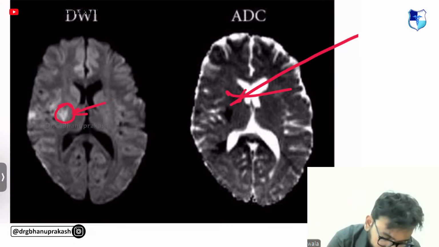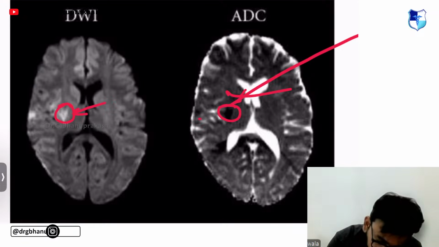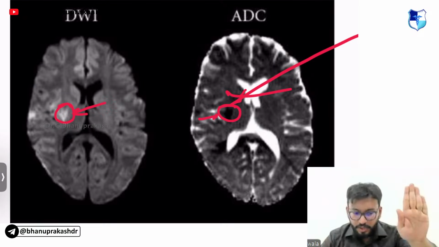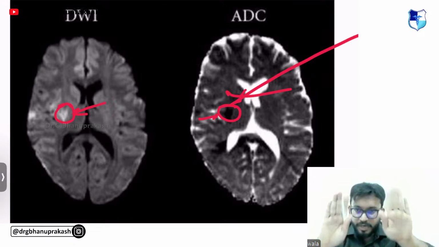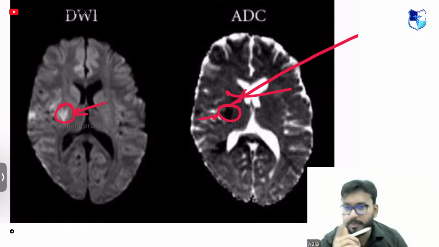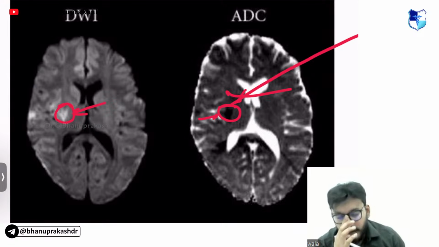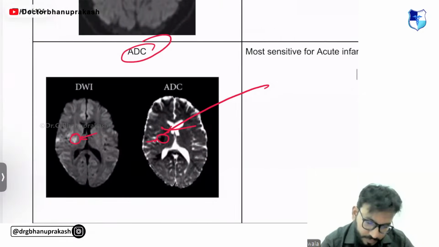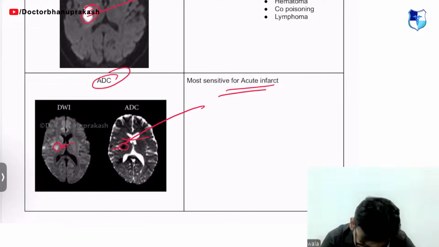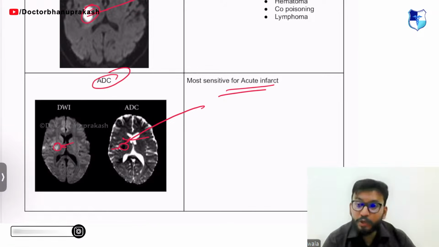This area is white. This is hyperintense. This area is black. This is hypointense. The same area appears white on DWI and black on ADC. This is known as diffusion restriction, guys. This is one step above, and it is usually seen in a hyperacute brain infarct, most sensitive. Yes, hyperacute infarct, guys.